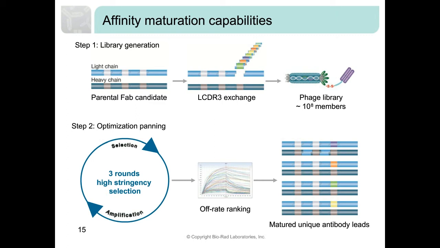This library is subjected to another panning using stringent selection conditions like prolonged washes and decrease of antigen concentration in the panning rounds. An off-rate ranking is performed, and the clones with the desired off-rates are sequenced. The next two slides show an example of the output after standard panning and subsequent maturation of two anti-idiotypic antibodies.